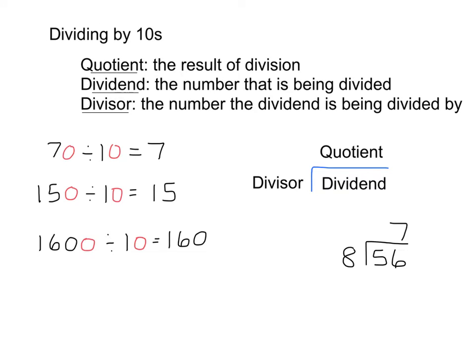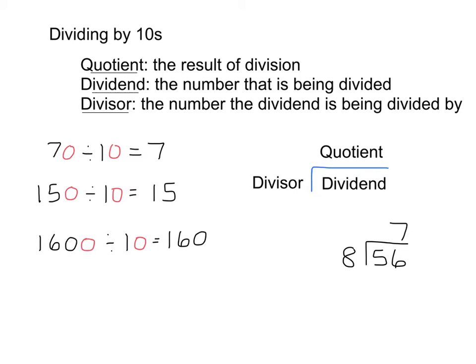What pattern do you notice in each of these division problems? What is happening to the dividend? When it gets divided by 10, it was 70, it became 7. This one was 150, became 15. This one was 1,600, it became 160.